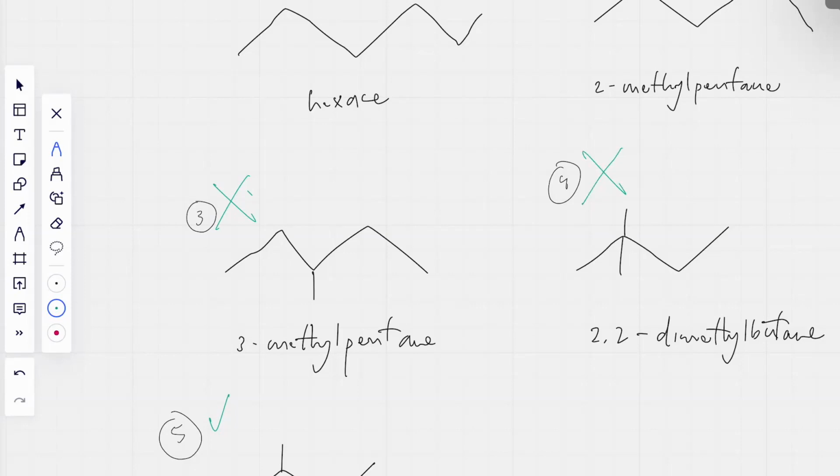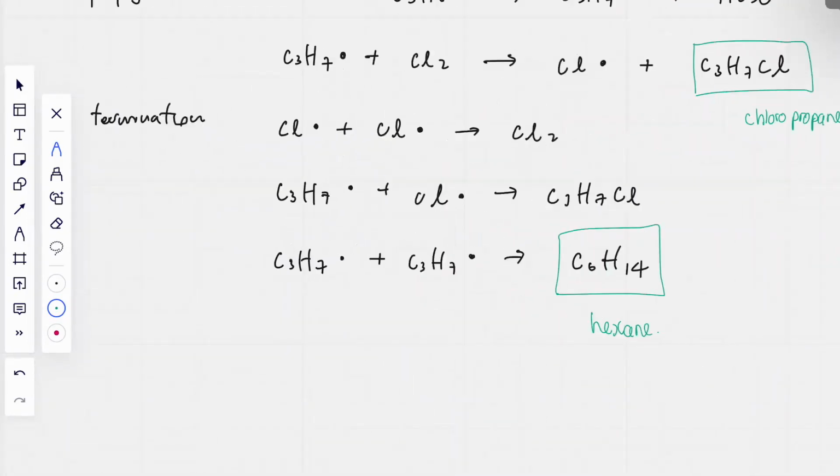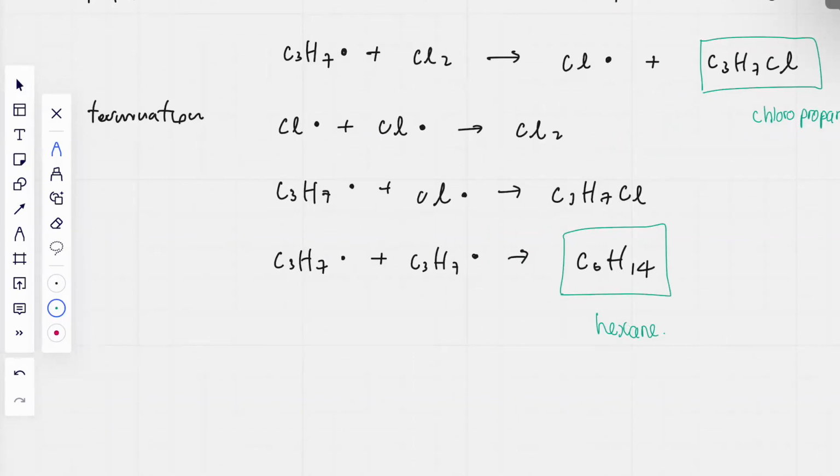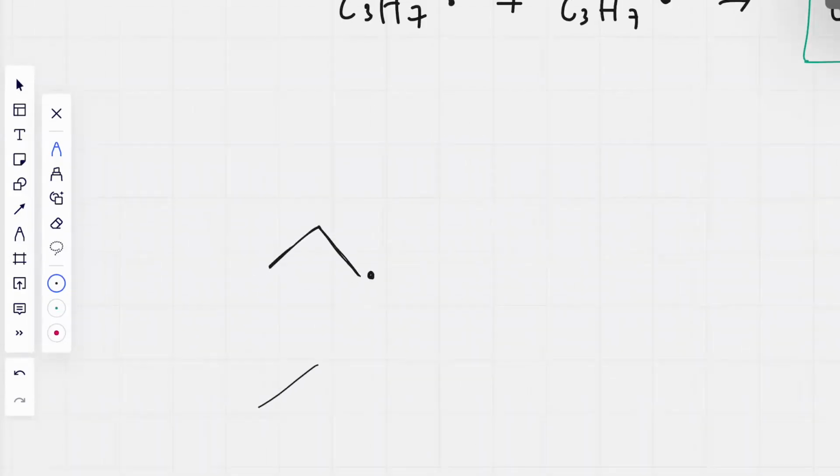The reason why? Because the radical that you have is only two types, C3H7 like this, right? There are only two possible radicals. Either you put it at the end here, or here.